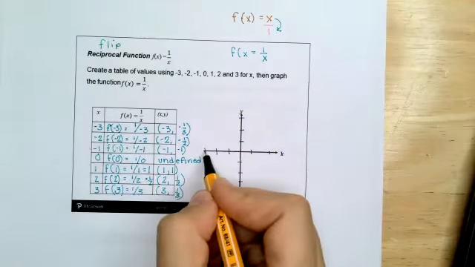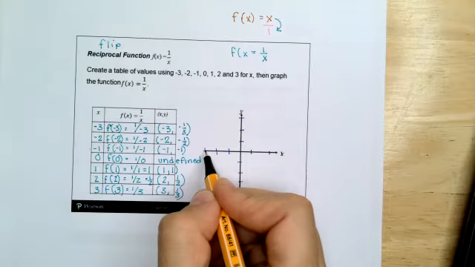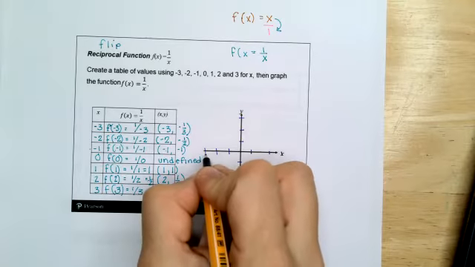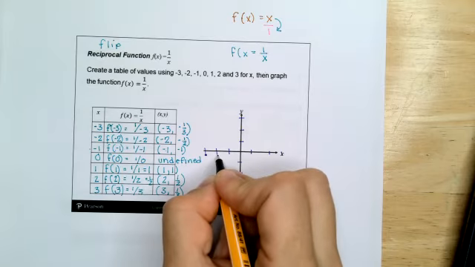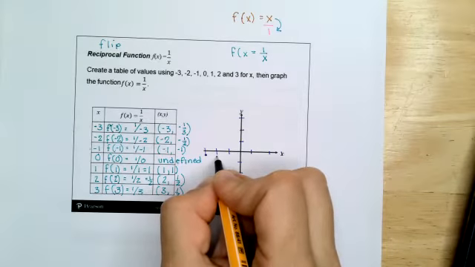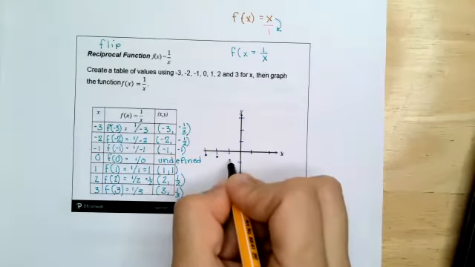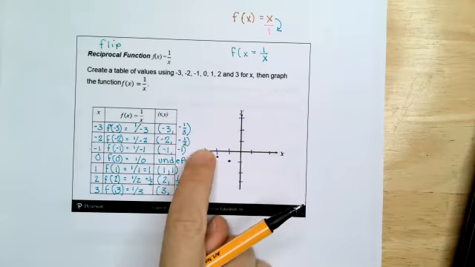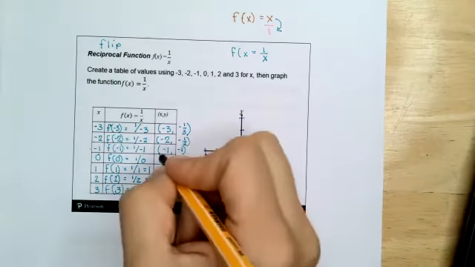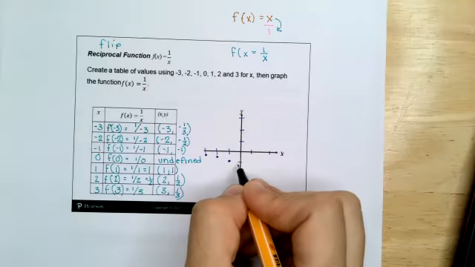So when x is -3, y is -1/3. When x is -2, y is -1/2. When x is -1, y is -1. So you see how it's getting smaller as it goes out? It doesn't exist at 0.